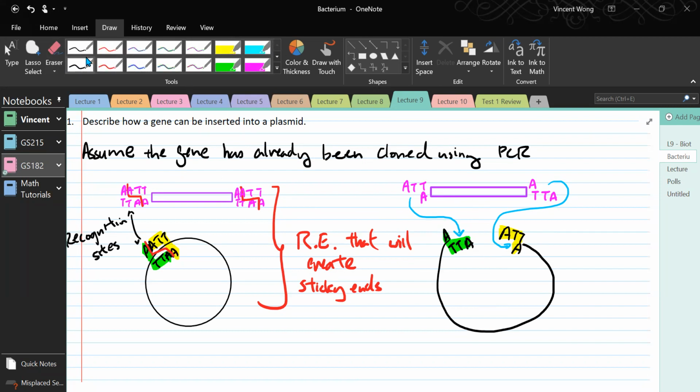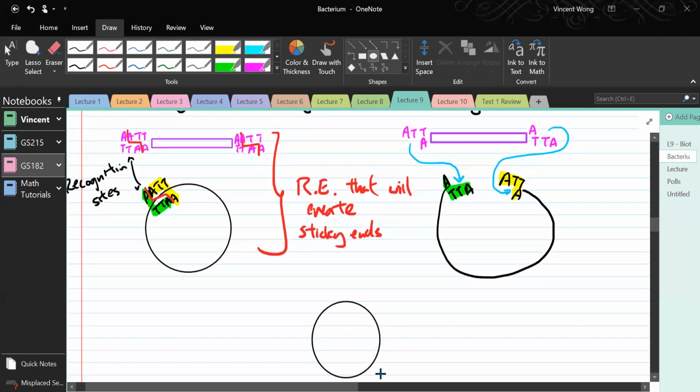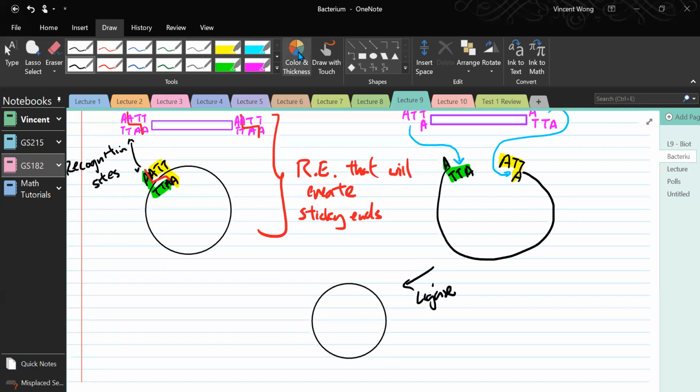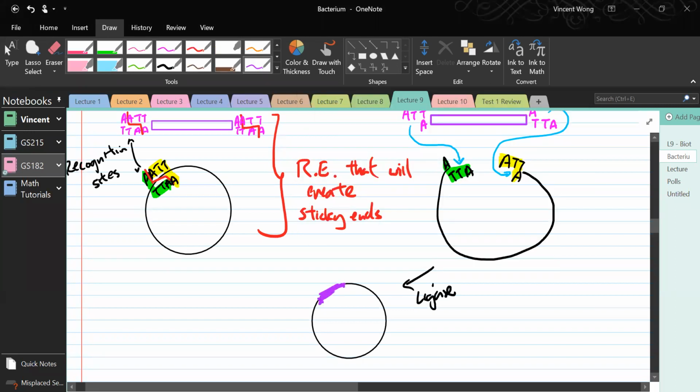And so afterwards, right, we will add a little bit of ligase, right, to seal the deal. And we would have the gene inserted into the plasmid.